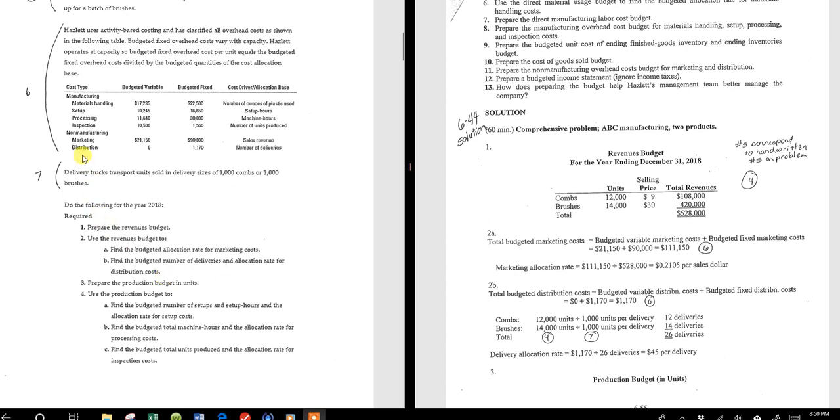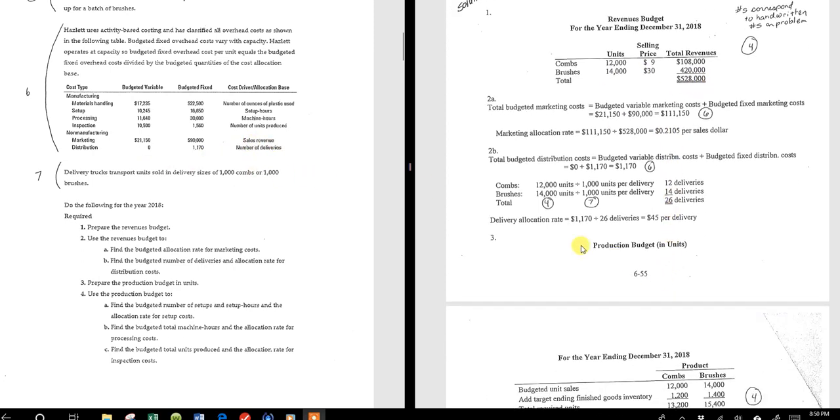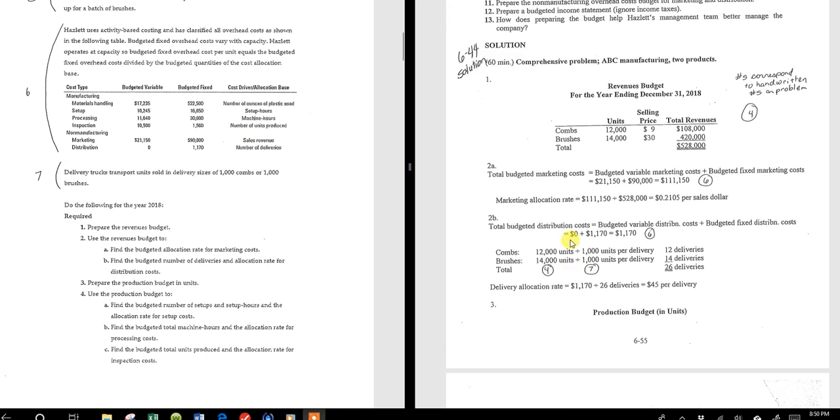So I go up here and I find my distribution costs are 0 plus 11,700. Oh, there it is. I'm sorry, guys. Right there is our sales revenue. So I divide that by sales revenue, and I divide this by number of deliveries. Okay, so now I have to go look for the number of deliveries. So I've got my numerator, 0 plus 11,700. So again, estimated overhead divided by estimated base. And so now I'm searching for my number of deliveries.